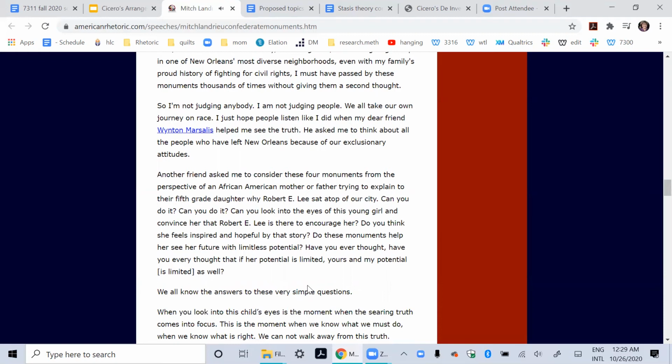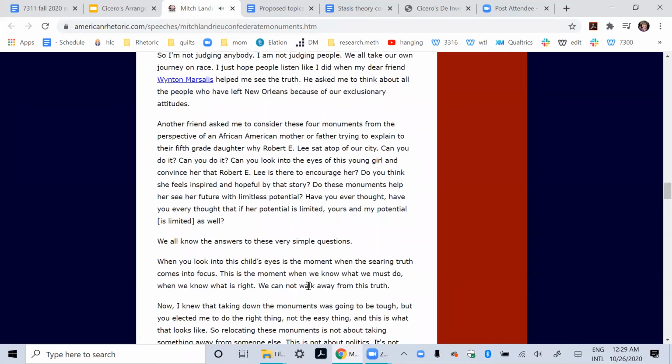He asked me to think about all the people who have left New Orleans because of our exclusionary attitudes. Another friend asked me to consider these four monuments from the perspective of an African-American mother or father trying to explain to their fifth-grade daughter why Robert E. Lee sat atop of our city.